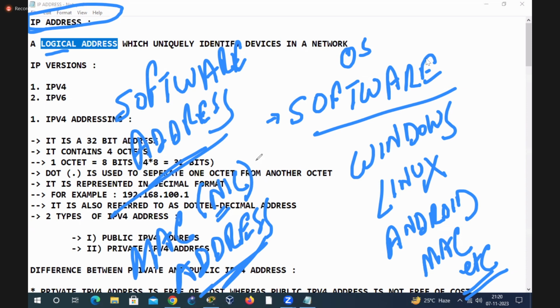So this MAC address is always a permanent address. We call it the hardware address of a machine, whereas IP address is called the software address of a machine. The software address, you can always change it at any given point of time. That is why we call it logical address. And MAC address, you cannot change it permanently because it is directly available in the hardware. If you want to change MAC address, it means you have to change your NIC. Then only you can change your MAC address.